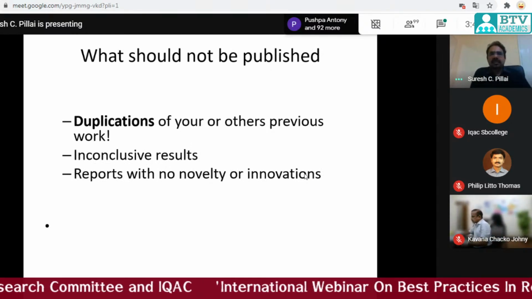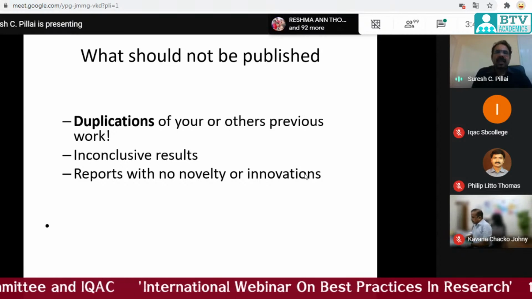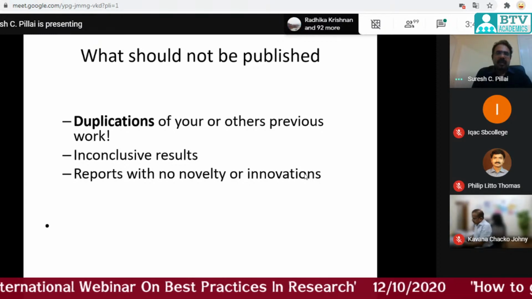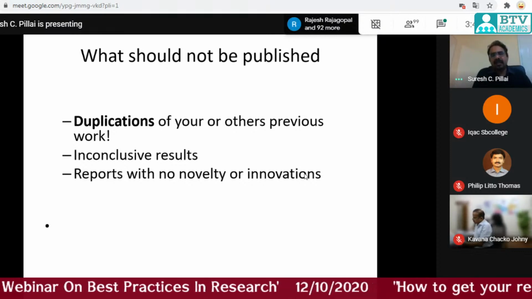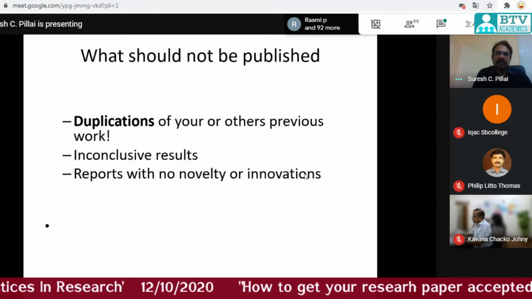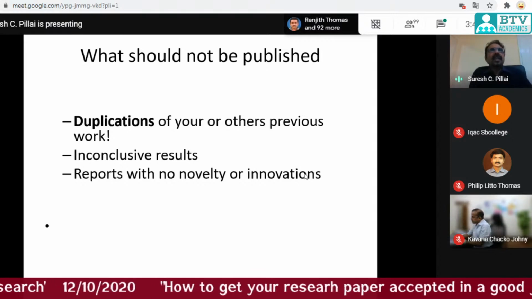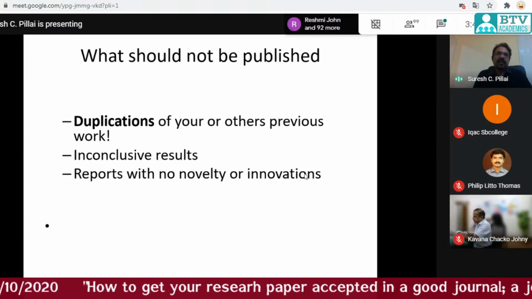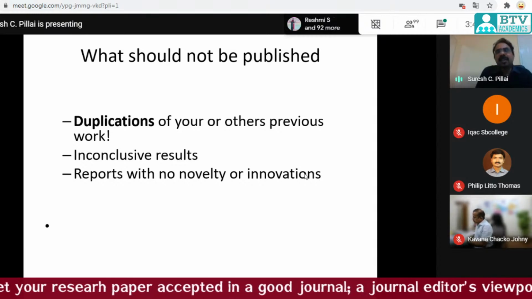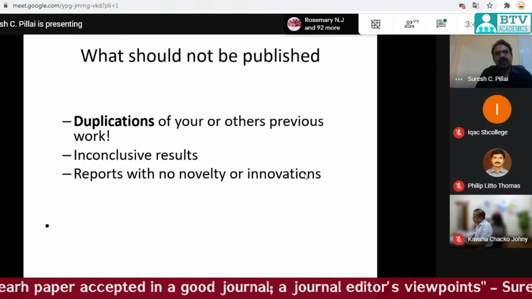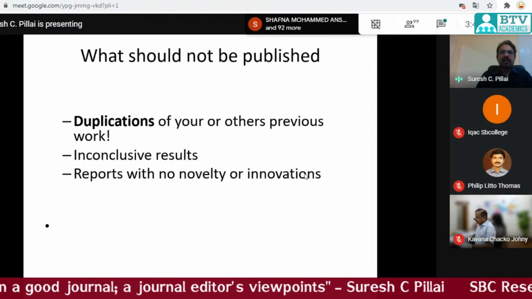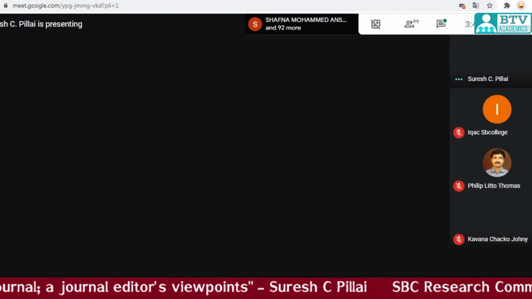And even more important, you should also be aware of what should not be published. Duplications of work of your own or others' previous work, inconclusive results, reports with no novelty or innovation. It's a waste of time. It's a waste of your time. It's a waste of the editor's time, the waste of reviewer's time, and if it's published, it will be the waste of the reader's time too. So before you even think about why should you publish or what should be published, you should think about what should not be published.